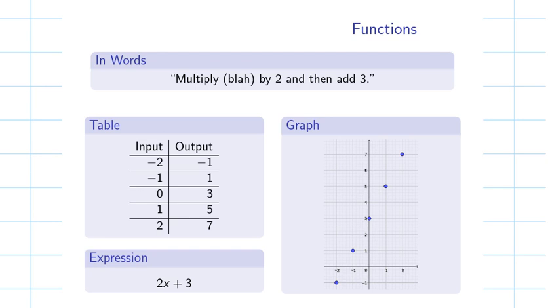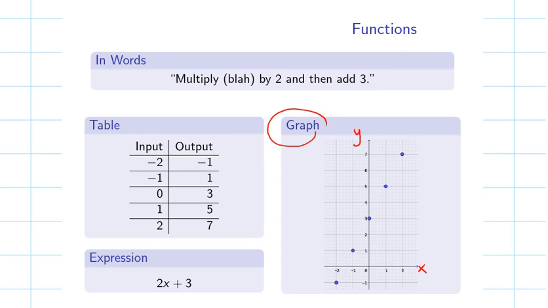Okay, so every function can be represented in different ways. Strictly speaking, it's a set of ordered pairs, but we can often describe what the rule is in words. Multiply the input by 2 and then add 3. We can make a table to describe what's happening. There's an expression like 2x plus 3, which means multiply x, the input, by 2 and add 3. And then one other representation is the graph.